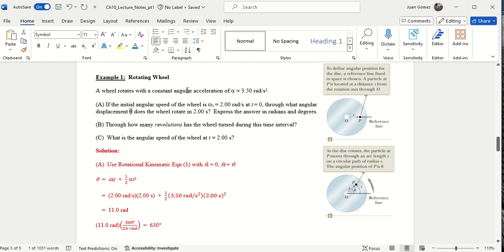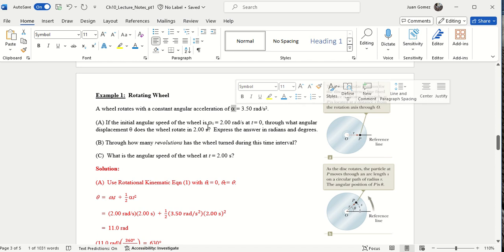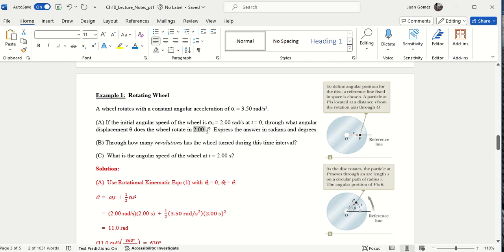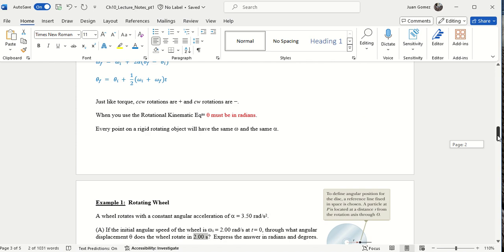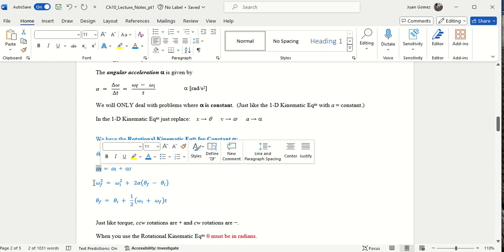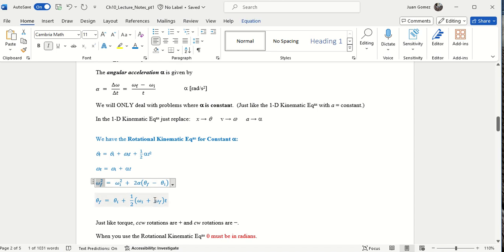So part A, I want theta. And this is what I know: alpha, omega initial, and t. If I know those three quantities, alpha, omega I, and t, which equation will give me theta? Well, I can't use equation 2 because I don't know omega final. That rules out equation 3 also, and it rules out equation 4 because I've been given alpha, t, and omega initial. So I have to use equation 1.